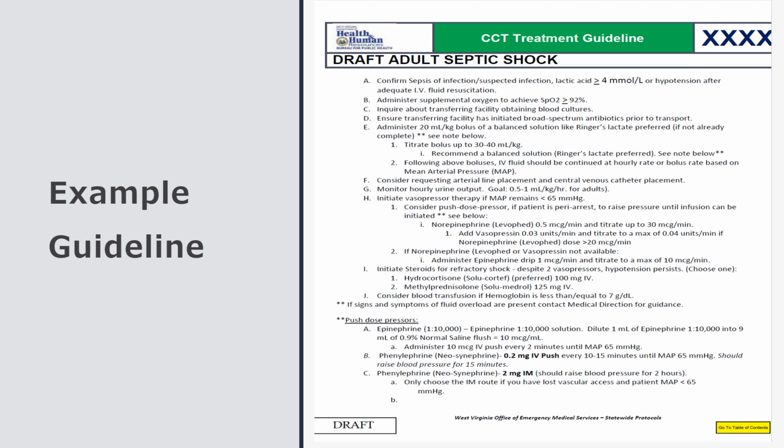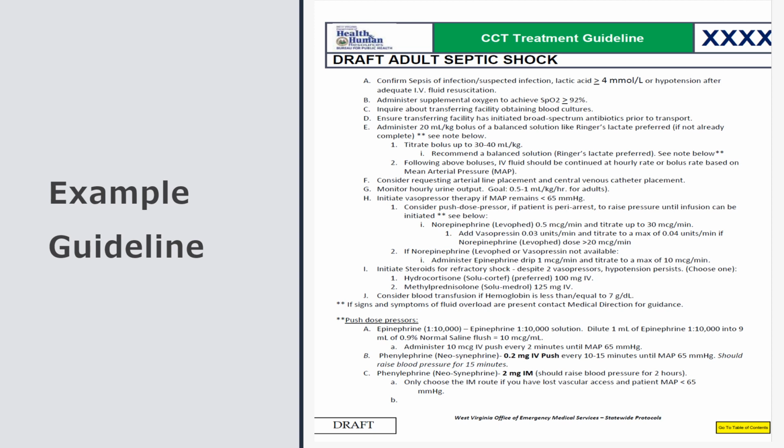Following the above boluses, IV fluid should be continued at an hourly rate or bolus rate based on mean arterial pressures. Consider requesting arterial line placement and central venous catheter placement. Monitor hourly urine output; your goal is 0.5 to 1 milliliter per kilo per hour for adults. Initiate vasopressor therapy if the mean arterial pressure remains below 65.